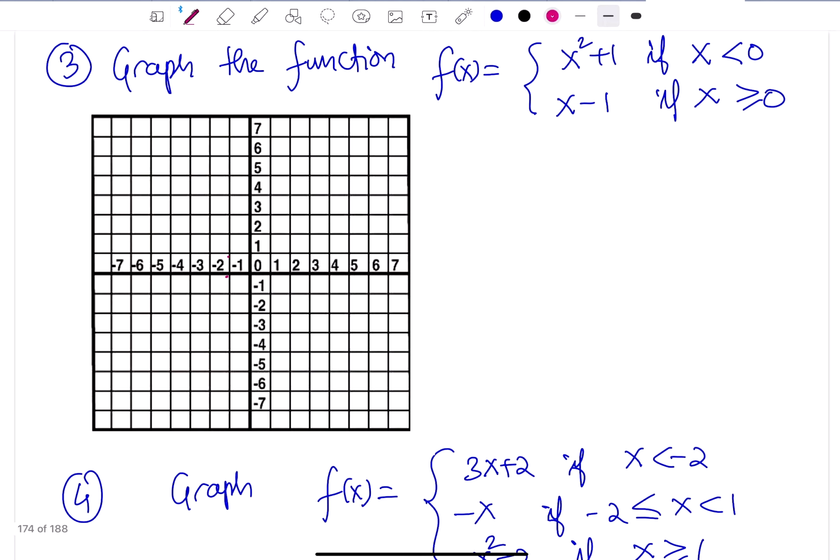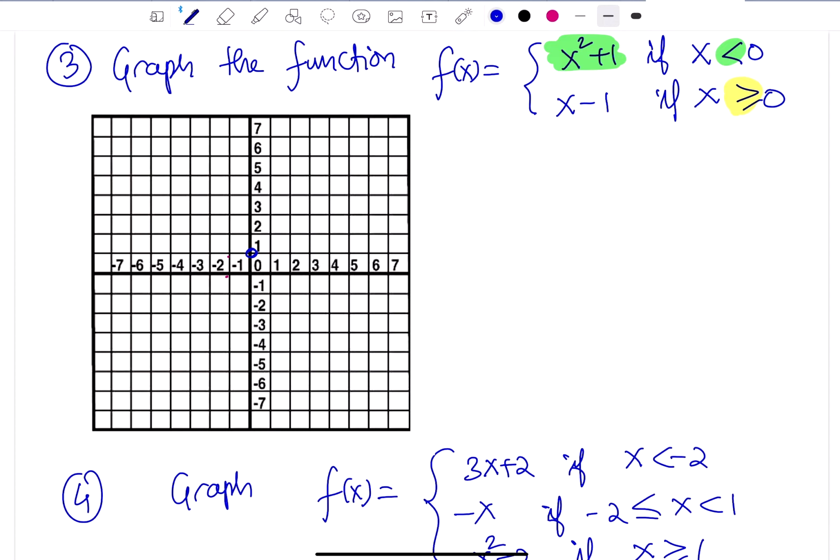Next, we're going to look at graphing a piecewise defined function. f of x is x squared plus 1 if x is less than 0, and it's x minus 1 for x greater than or equal to 0. Keep in mind, I have an equal sign here, and I don't have an equal sign in the first function. So for x less than 0, I do have a parabola which is shifted 1 unit up. So I'm going to start plugging in numbers in the parabola to figure out where to plot the graph. So when x is 0, y is going to be 1, and I will have a hole in there.